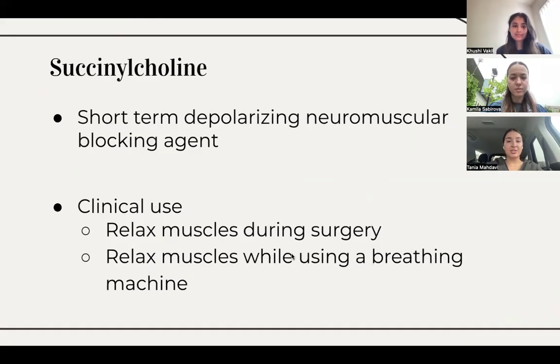The next drug we studied was succinylcholine, which is a short-term depolarizing neuromuscular blocking agent, which causes temporary skeletal muscle paralysis. It's used in the clinical setting to relax muscles during surgery or to relax muscles while using a breathing machine.